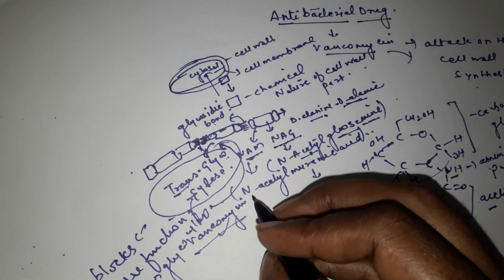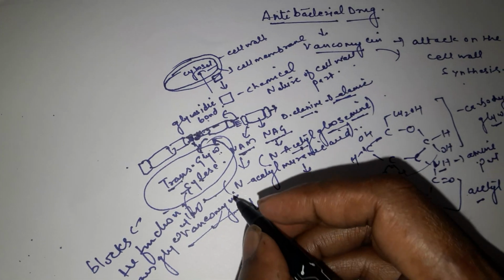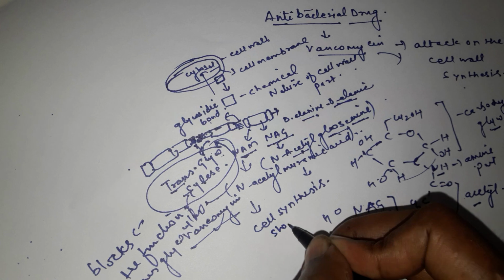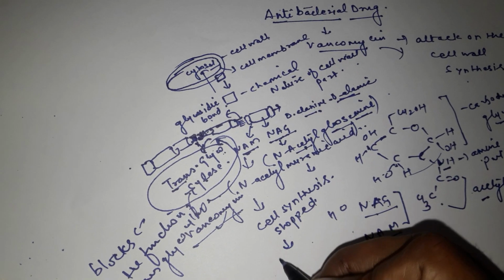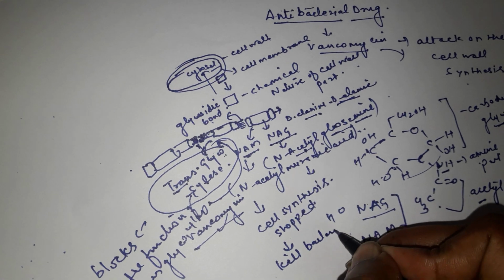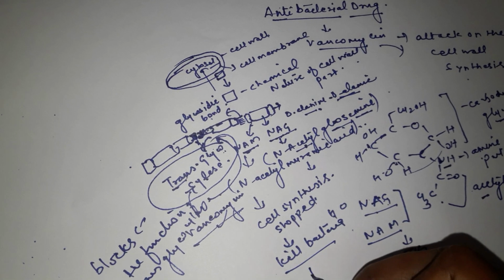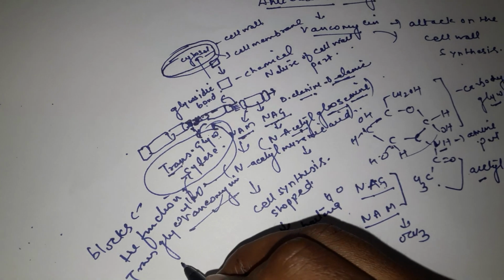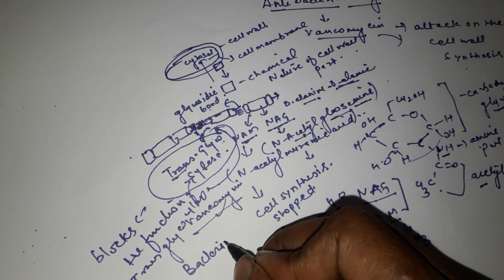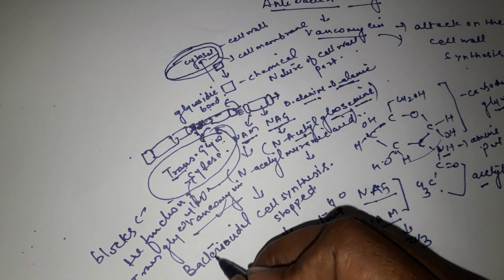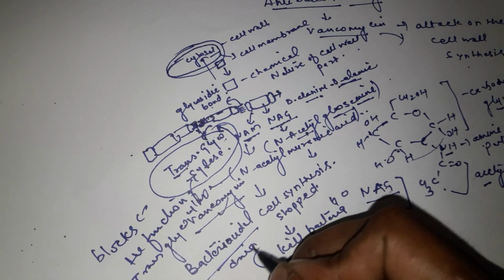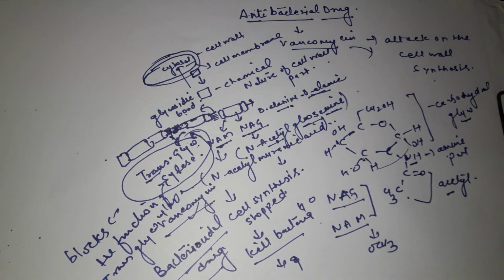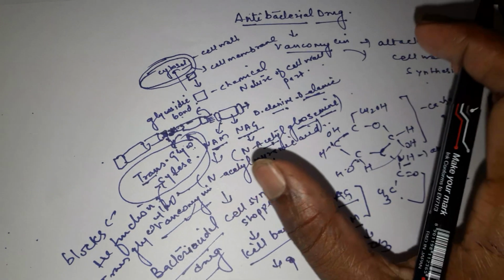If cell wall synthesis is stopped here, it kills the bacteria. The drugs which kill bacteria are called bactericidal drugs. So this is the simple mechanism by which vancomycin acts. This is what I have discussed today about vancomycin.